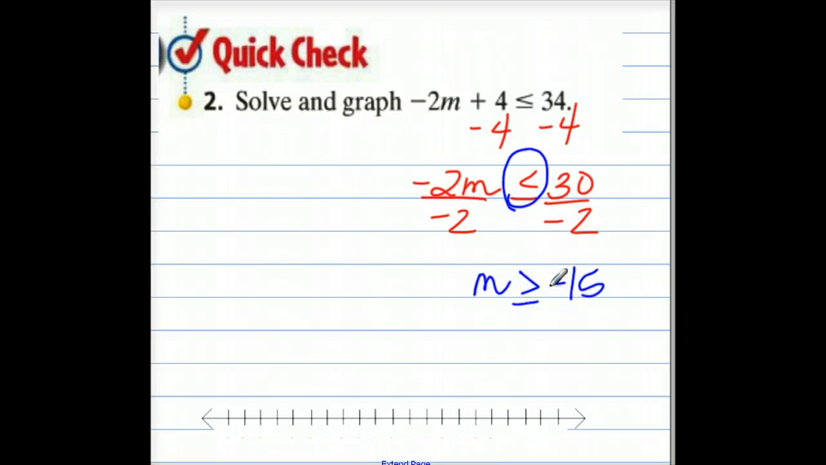So if you forget this step, you'll get your problem and your graph wrong. It's very important. Now graphing, I have 0, negative 15. Remember, I'm not picky how you plot your numbers as long as it's on the right side of 0. M is greater than or equal to, so I'm going to fill it in and point to the right.